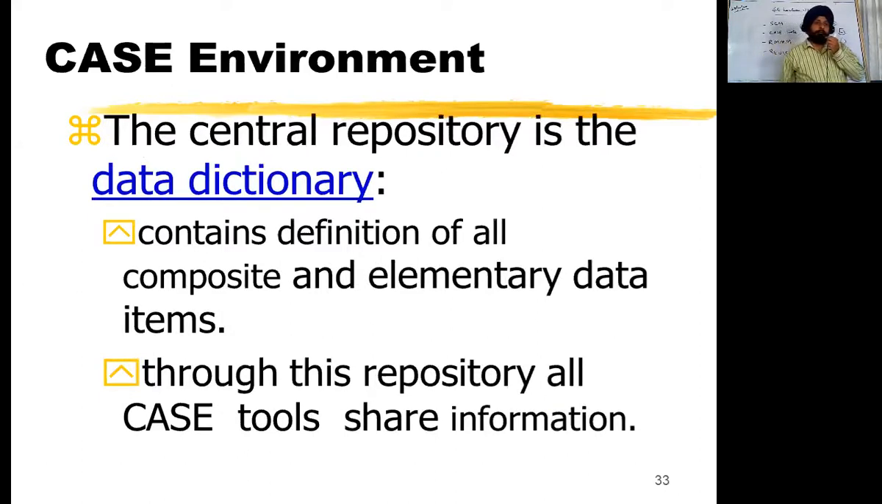So there is a central repository also, which is known as the data dictionary. It contains definitions of all the composite and the elementary data items. Through this repository, all the CASE tools share information. All the integrated CASE tools get the information from the central repository, which is known as the data dictionary.